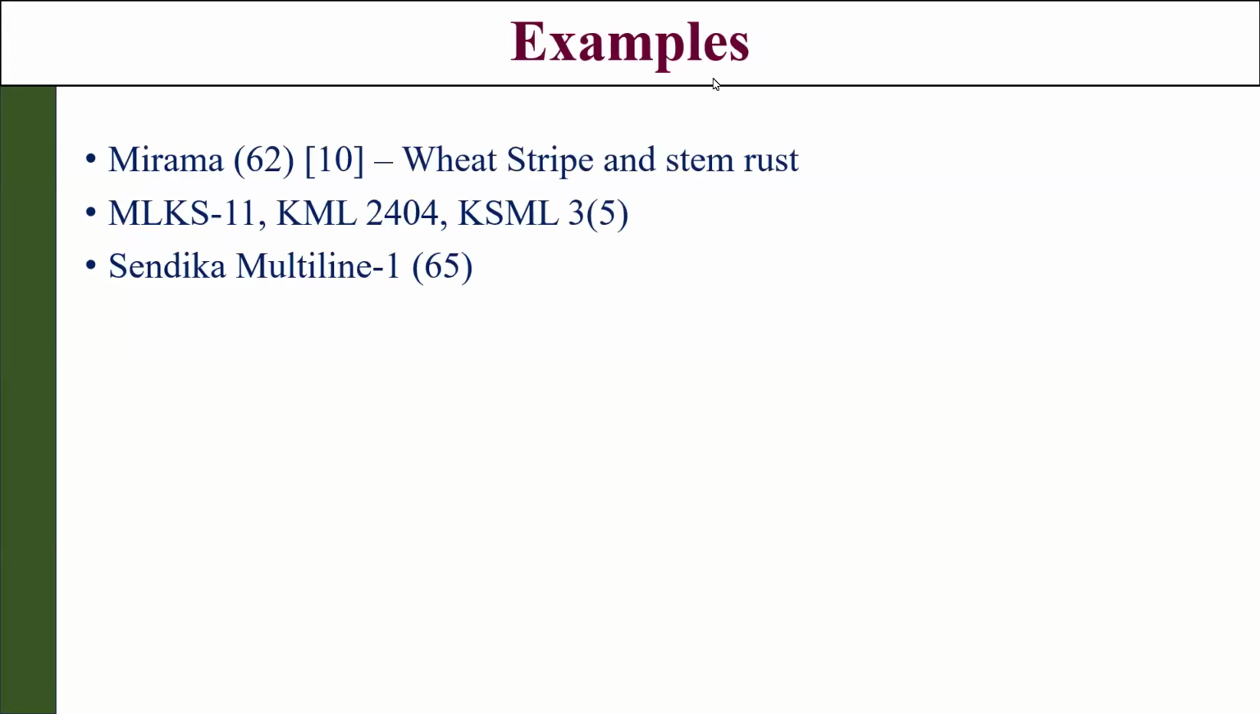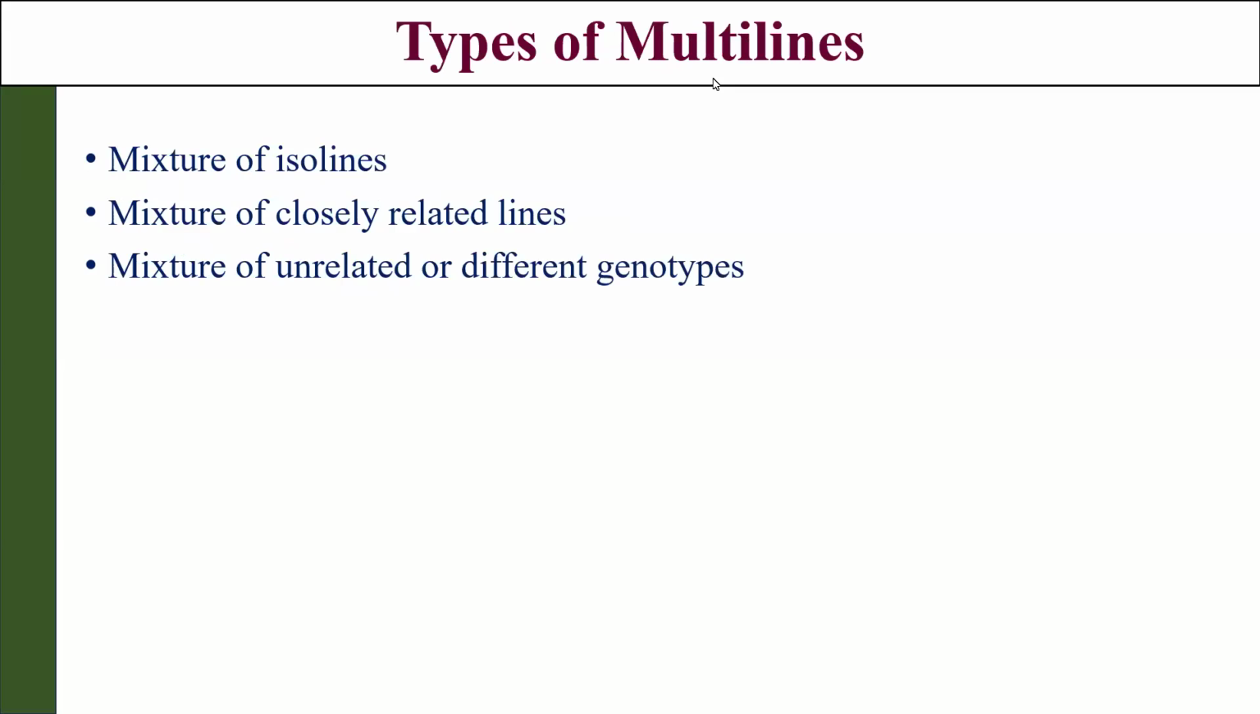What are the different examples of multilines? Like Miramar 62, developed for wheat stripe and stem rust resistance, and different MLKS and 11 KML to 2404, KSML3, and Sentica multiline 1. These are several examples, and they are also mentioned in the textbook. Please read it.